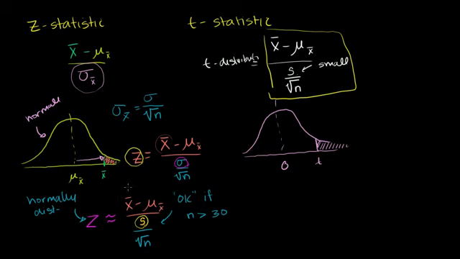If your sample size is small, then this quantity is going to have a t distribution. And then you're going to have to use a t-table to figure out the probability of getting a t value at least this extreme. And we're going to see this in an example a couple of videos from now. Anyway, hopefully that helped clarify some things in your head about when to use a z statistic or when to use a t statistic.